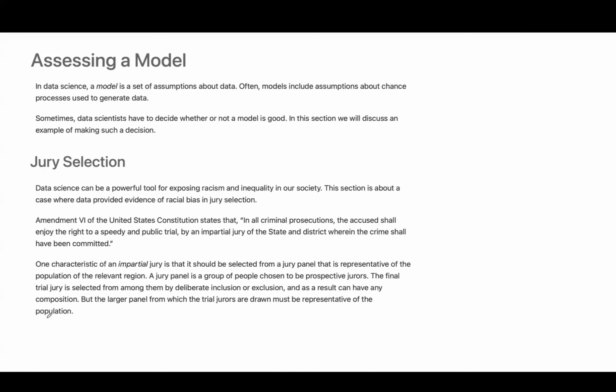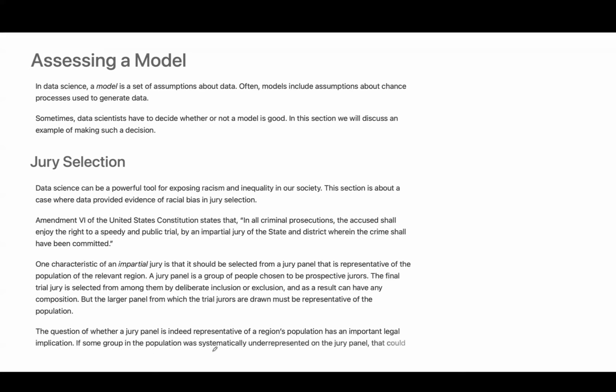So the question is how this process is done. Is it random? Is it biased? The question of whether a jury panel is indeed representative of a region's population has an important legal implication. If some group in the population was systematically underrepresented on the jury panel, that could raise question about if the jury was impartial and hence whether the defendant received due process.